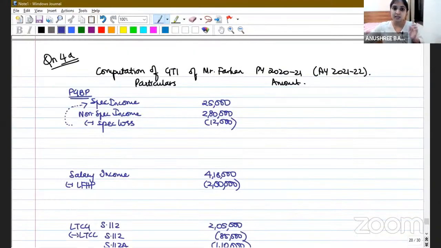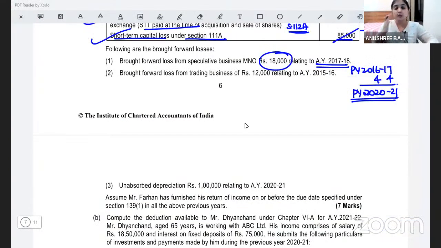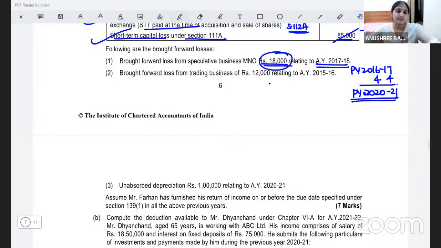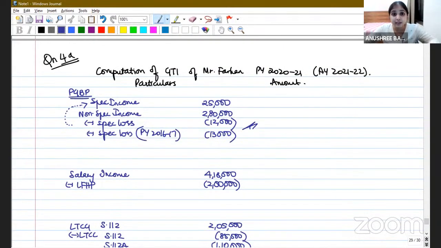Speculative loss can be adjusted only against speculative income. We had 25,000 speculative income. Out of this 25,000, 12,000 we have already adjusted. We are left with only 13,000. So even though we are bringing forward 18,000 speculation loss of previous year 16-17, how much can we adjust? Only 13,000. After 13,000, we will still be left with 5,000. That 5,000 will lapse.